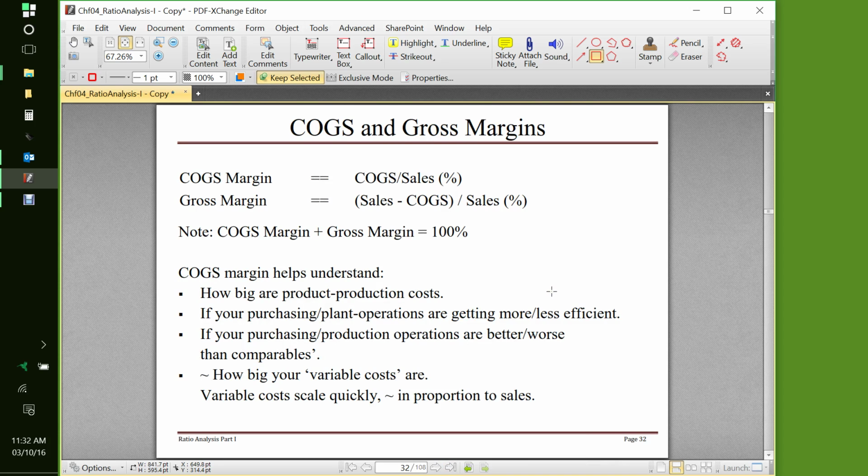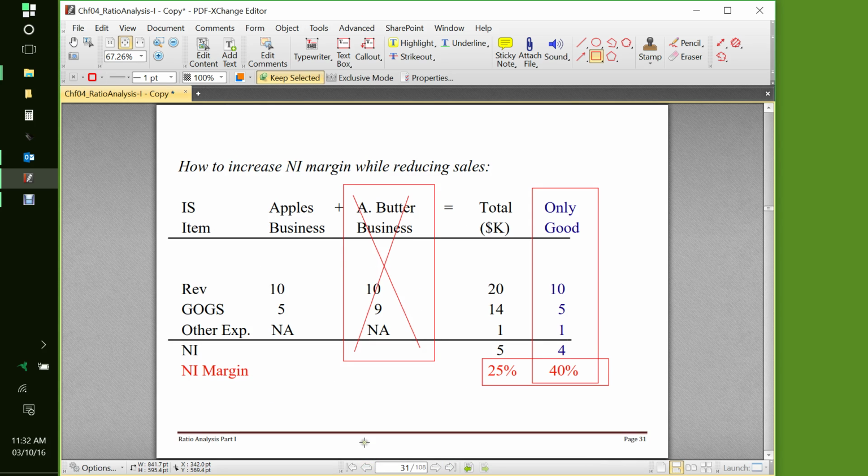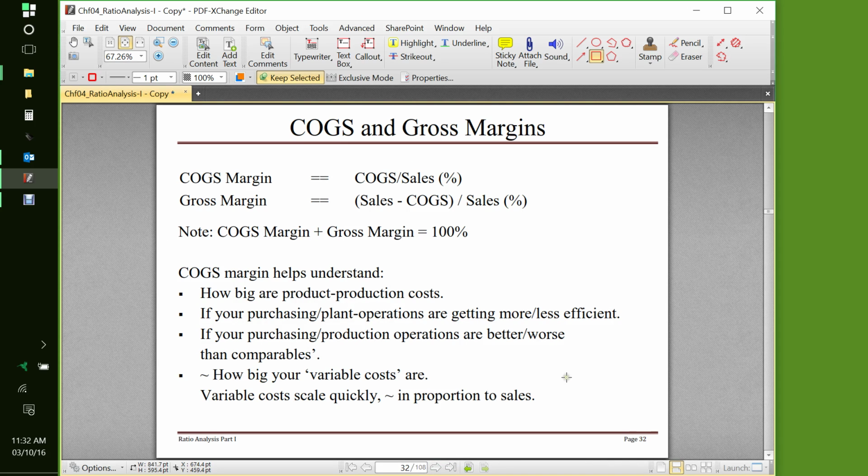COGS and gross margins. I actually snuck in a little bit about COGS margins in this previous example, where I said here COGS was 50% of sales and here COGS was 90% of sales. Kind of leads you to believe that maybe there's a good way we can formalize that and get an interesting ratio out of it. And indeed we can. In fact, there are 2 good ratios we can get out of this. The first is what I like best, my personal favorite, and hint, hint, that means that's probably the one I'm going to test you on. It's called the COGS margin, and it's nothing more than COGS in the period divided by sales in the period.